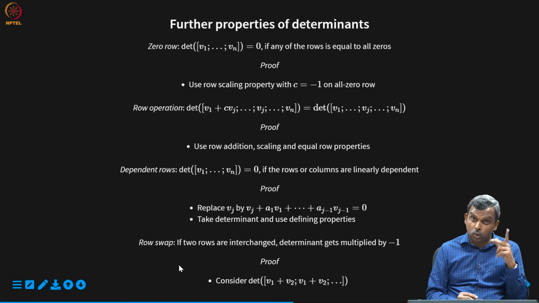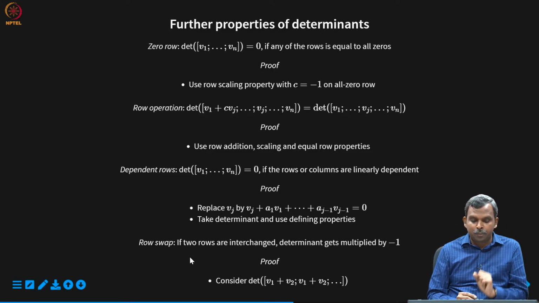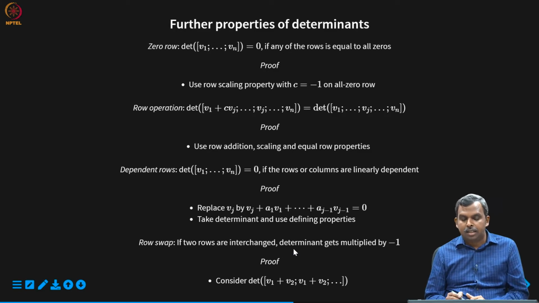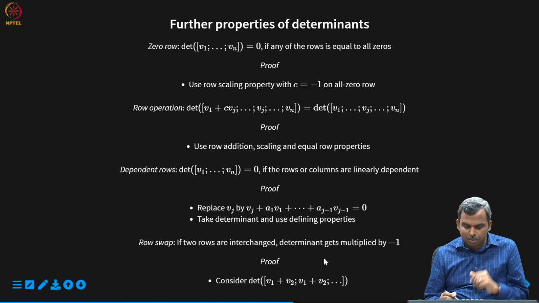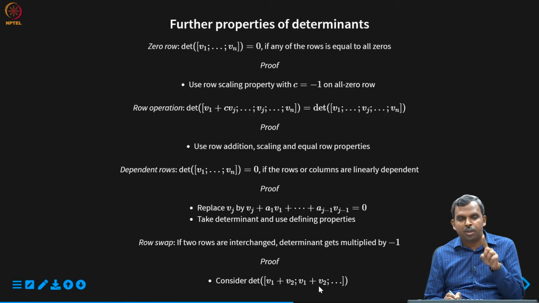And the final property is a row swap. We were doing these row swaps as part of the row operations, right? If two rows are interchanged, then it turns out the determinant gets multiplied by -1. So how do you prove this? This might seem a little bit difficult, but what you do is you take the original matrix v1, v2, ..., vn. You look at this other determinant. I look at v1 plus v2, v1 plus v2. The first two rows, instead of being v1 and v2, I will replace them with v1 plus v2 and v1 plus v2.